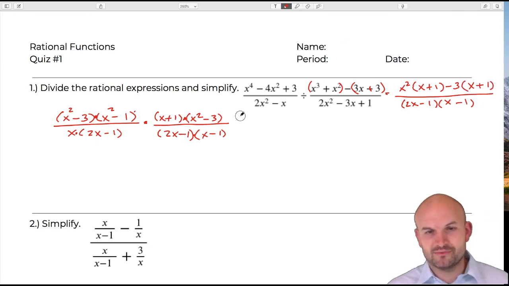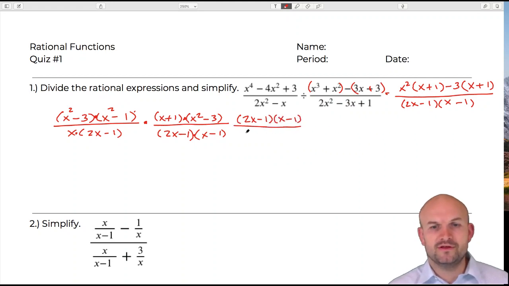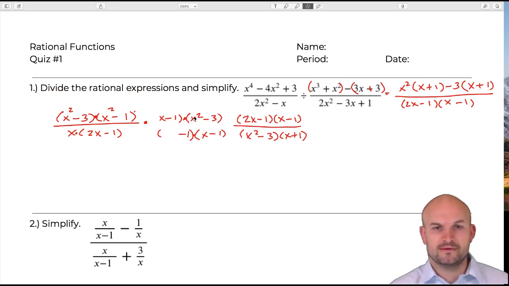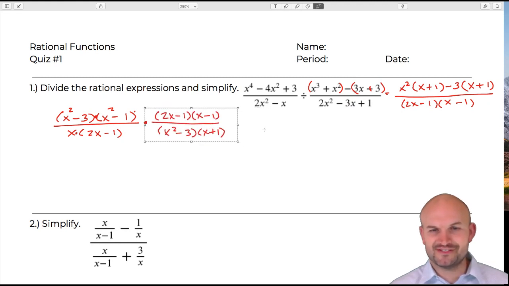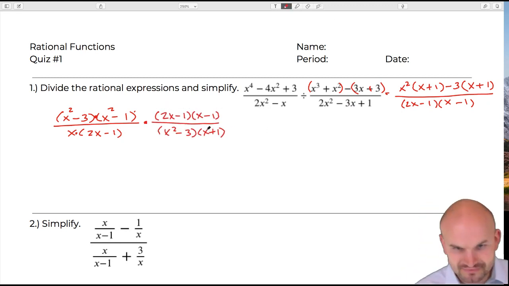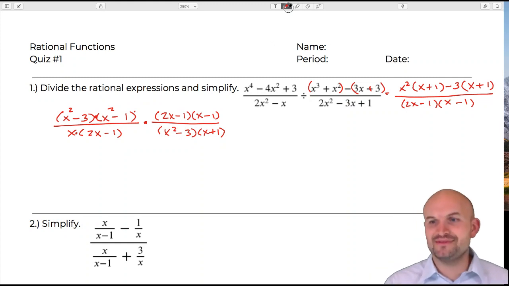So I know my numerator is going to be 2x minus 1 times x minus 1. And then over here is going to be an x squared minus 3 times an x plus 1. All right, so I'm just going to do a little bit of magic here just to save myself some time. And then I'm just going to move this over. There you go. And then if somebody doesn't watch the video and just looks at the answer key, they'll have no idea that I made that mistake. All right, so now let's go back into it.